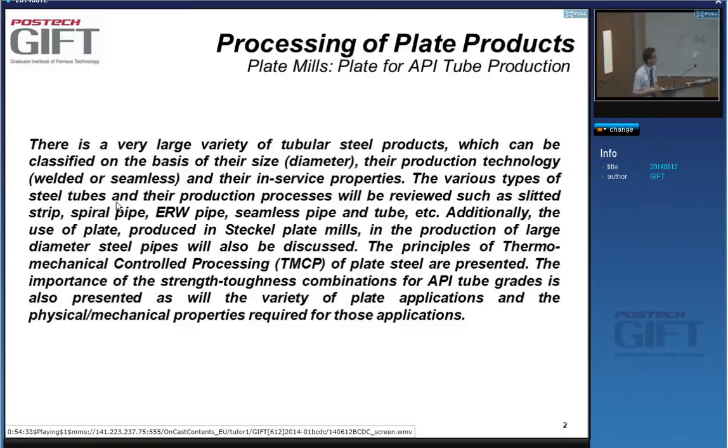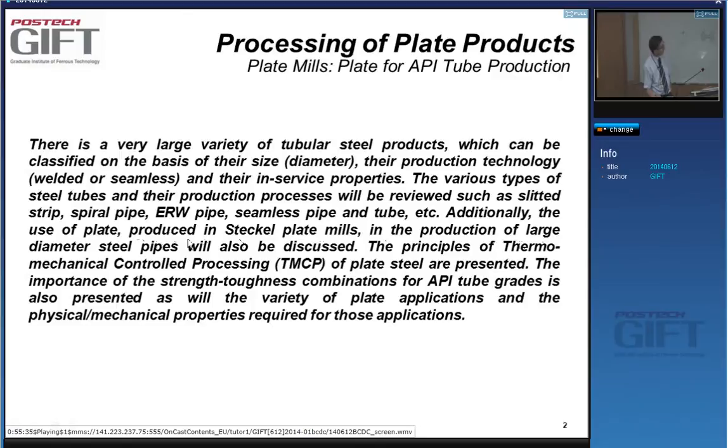If you want to make big tubes, you have to use sheet products, hot rolled sheet, or plates. And that's where part of the lectures next week will be about. We'll review how you make tubes. You can use a slitted strip, you can produce spiral pipe, ERW pipe. ERW stands for electric resistance welded pipe, seamless pipe, and tube, etc. We'll talk about plate for the production of large diameter steel pipes, because that's an interesting development.